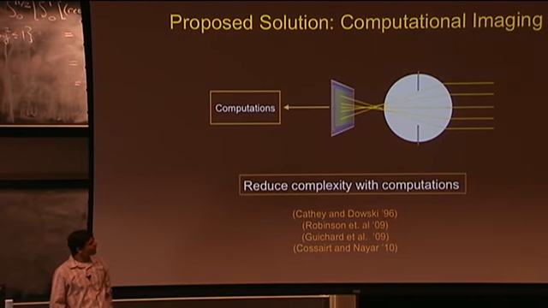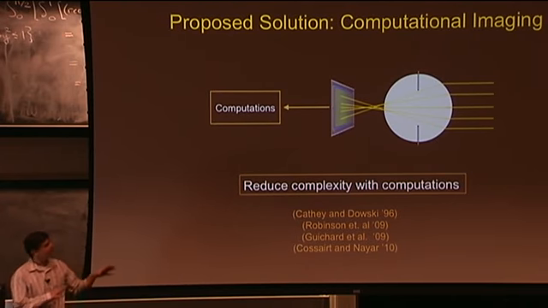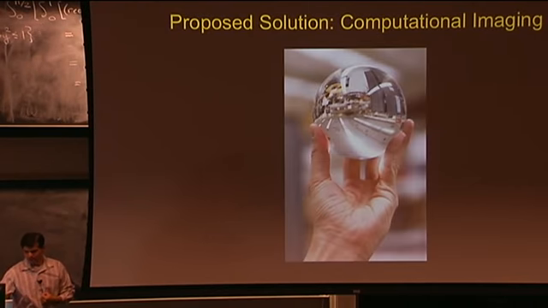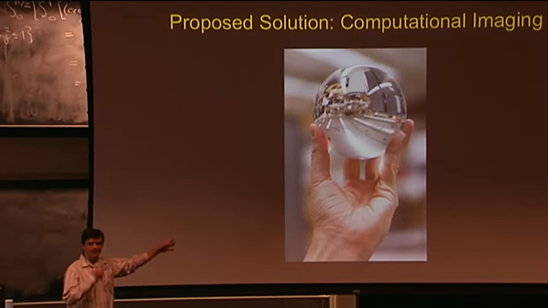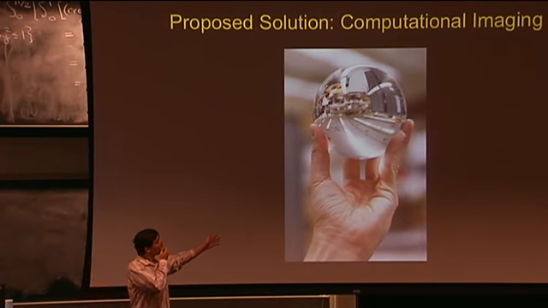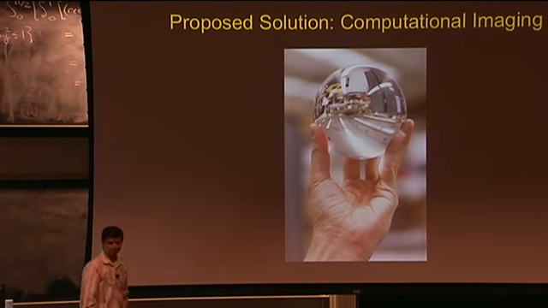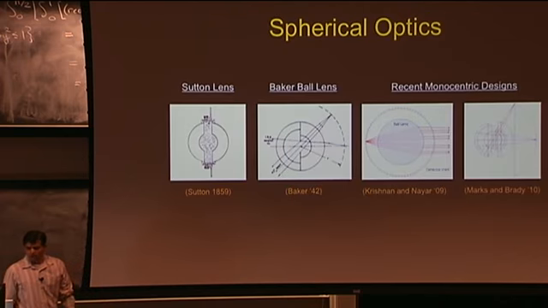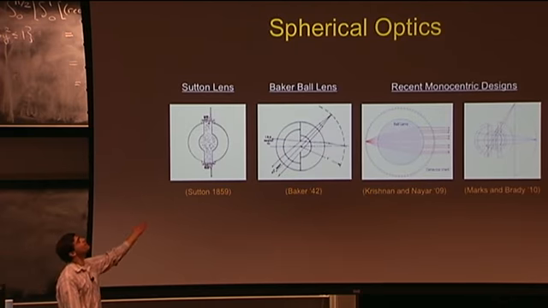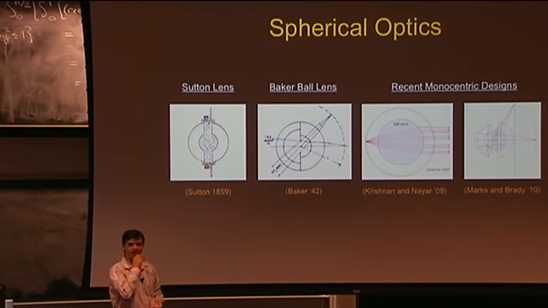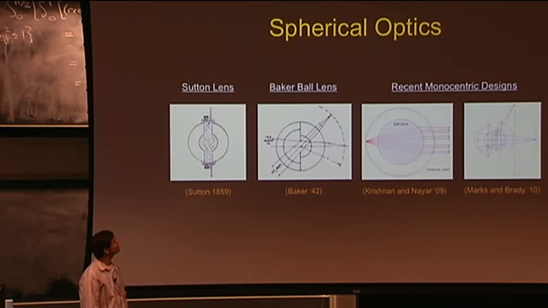And some other researchers have looked at this same idea of how to use computation to reduce complexity. We're trying to push this idea to the extreme. We're going to do imaging with maybe the simplest optical element, which is just a spherical ball lens. The idea of using spherical optics is actually really old. We didn't come up with that idea. It dates back about 150 years to a Sutton ball lens.